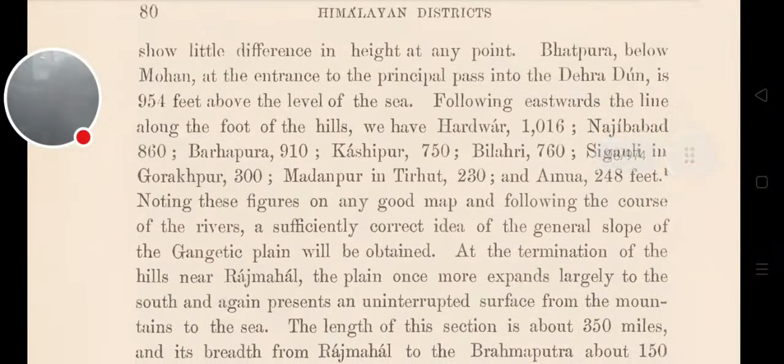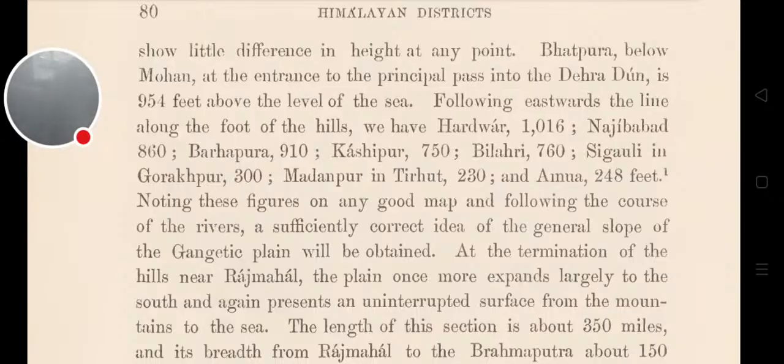Cross sections show little difference in height at any point. Bhatpura, below Mohan, at the entrance to the principal pass into the Dehradun, is 954 feet above the level of the sea. Following eastwards the line along the foot of the hills, we have Hardwar 1016, Najibabad 860, Barhapura 910, Kashipur 750, Bilahri 760, Sigauli in Gorakhpur 300, Madanpur in Tirhut 230, and Amua 248 feet.